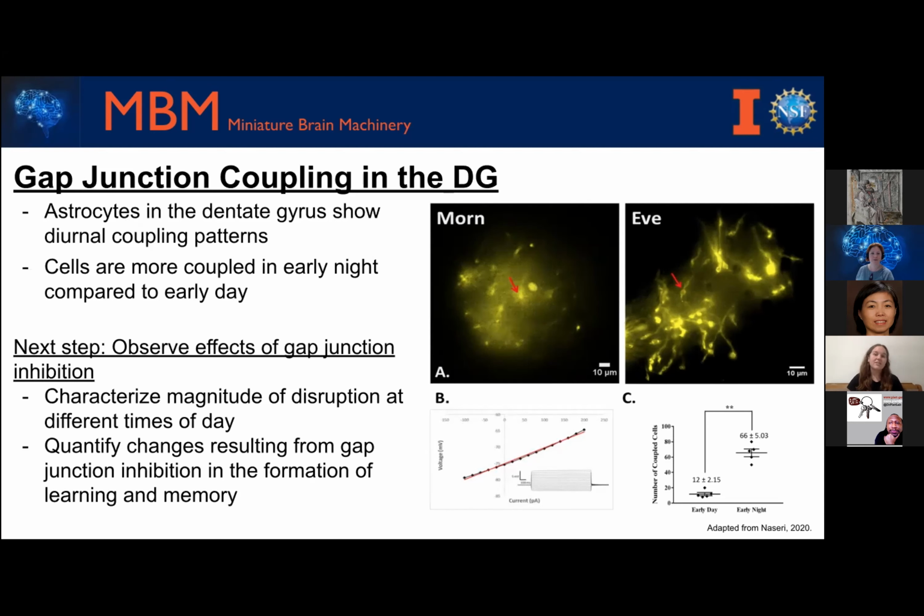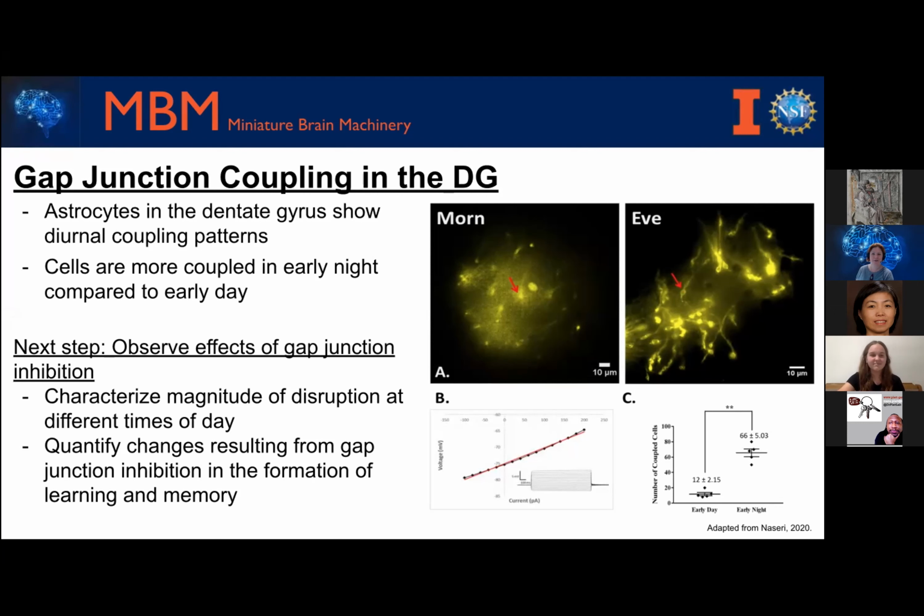So now that we know about the differences between night and day, the next thing that I personally want to look at is how inhibiting these gap junctions at different times of day affects the networks. Will we see the same magnitude of disruption during the day and night, or will we see different percentages of cells becoming uncoupled? After we further characterize these networks and their inhibition, I want to then quantify the changes between morning and night and see how gap junction inhibition affects the neuronal activity. Thank you.